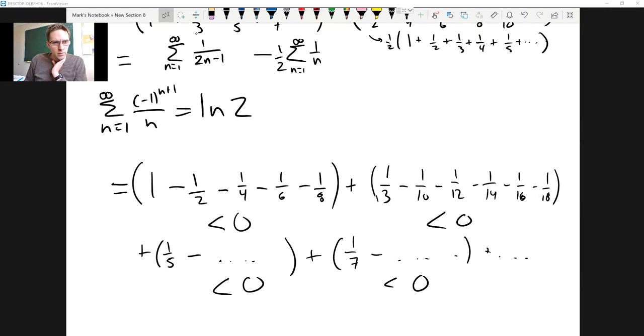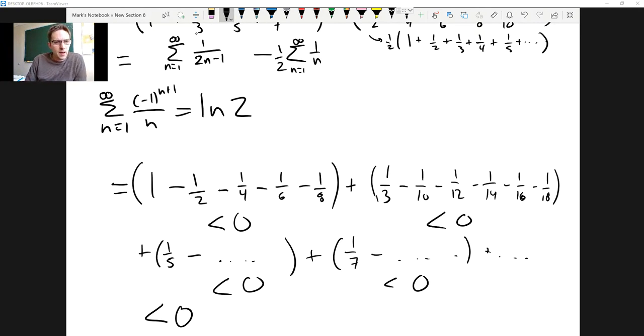But what's the problem? Well, notice every term in parentheses is negative. And if you add up a bunch of negative numbers, can you get something positive? Well, of course not, right? You add up a bunch of negative numbers, you get something negative. And so what that means is this sum must be less than 0. If you rearrange the terms, we get a negative answer.